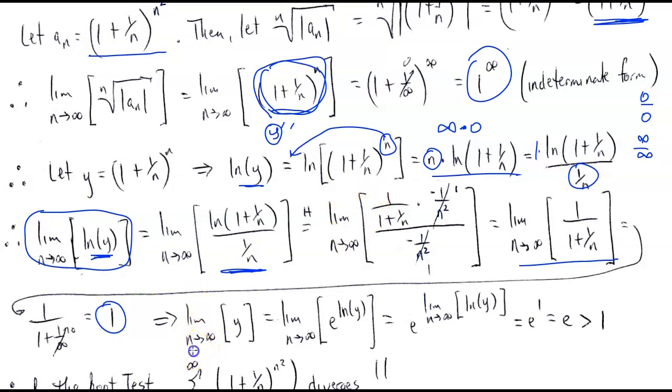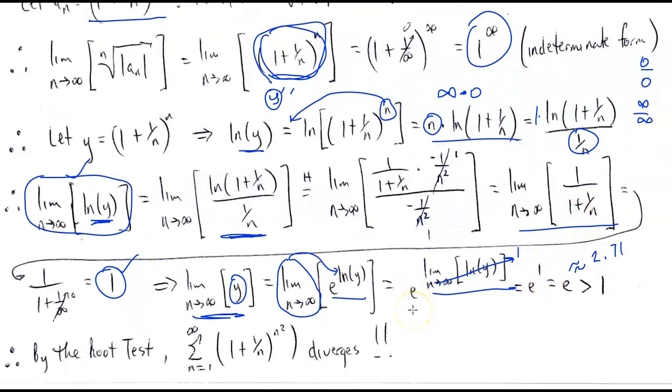Okay. And so to find out the limit of y, we use our logarithm properties to rewrite y as e raised to the natural log of y. And then our logarithm properties allow us to take this limit operator here and slide it to the inside function. So that's why you see that. And of course, the limit of natural log of y as n approaches infinity is 1. So all of this is 1. And of course, e to the 1 is e. And if you remember, e is approximately equal to 2.71. So it is definitely greater than 1. So we know in this case, by the root test, that it's going to diverge.